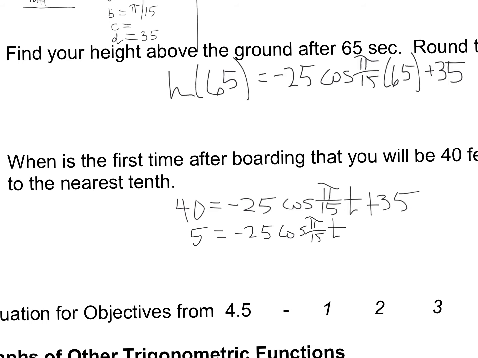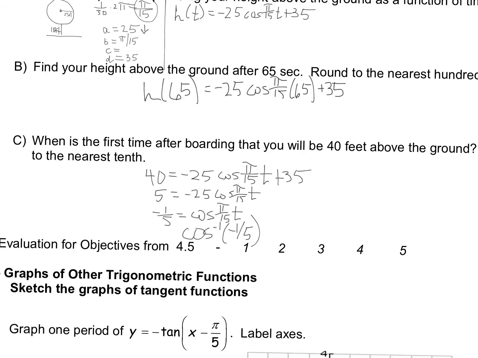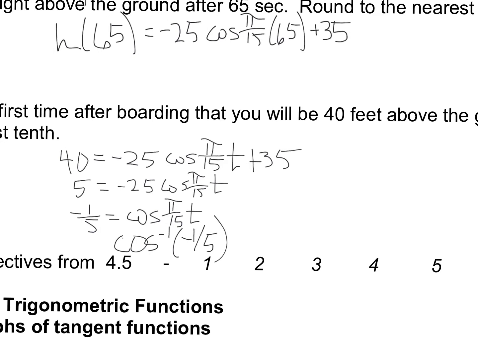Now I'm going to divide by negative 25, so 5 divided by negative 25 would reduce to negative 1/5, equals cosine pi over 15t. So what I would do in your calculator, you go second cosine, it's going to look like that with an inverse, and you plug in negative 1/5, and it asks for the first time. Well, long story short, I'm going to set that equal to pi over 15t because inverse cosine is inverting the x and y. So instead of this being your x, your input, and that being your output, the inverse, this is now your x and this is your output.